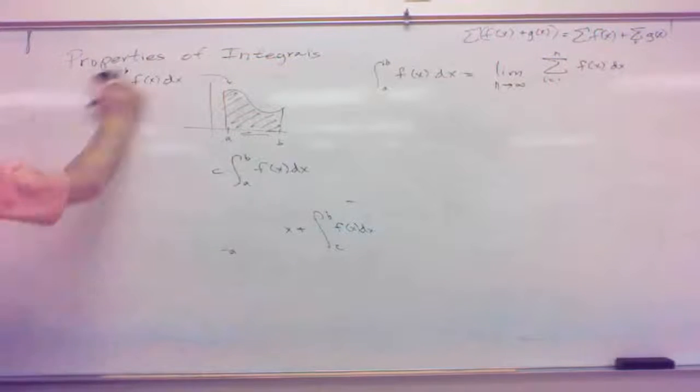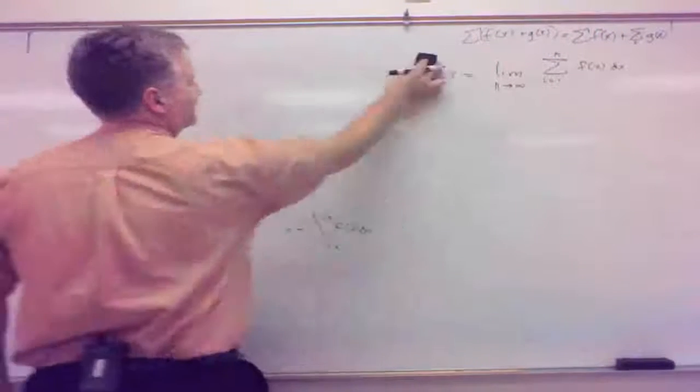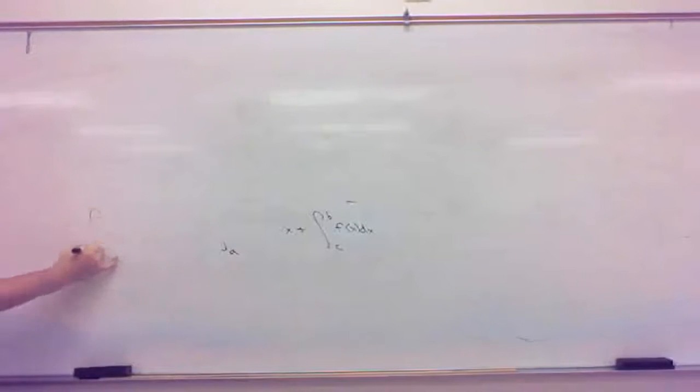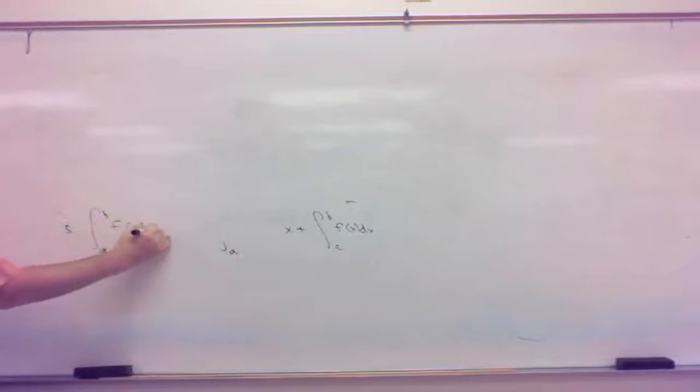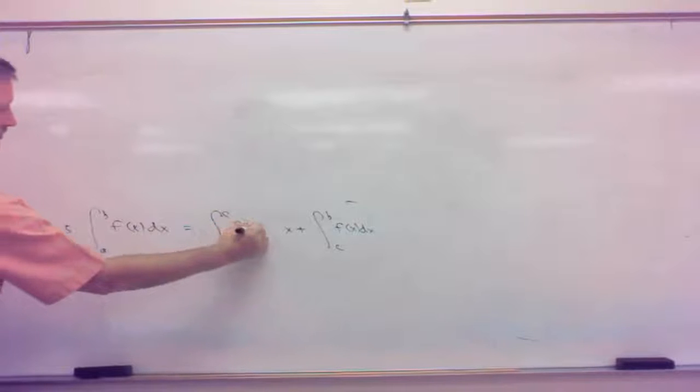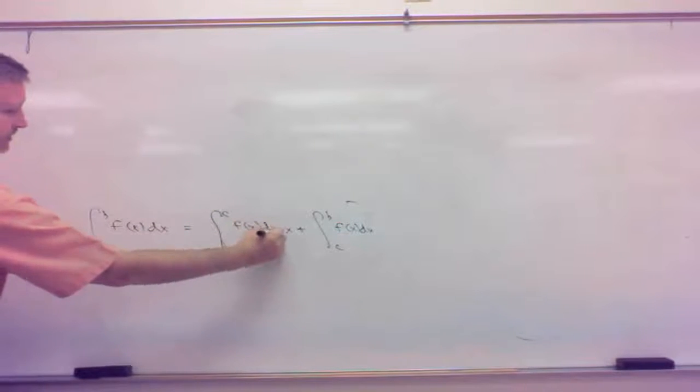Did y'all get that last one? I erased that pretty quickly. Did everybody get this last one? Everybody still writing on that one? I erased it pretty quick. The integral number 5, a to b f of x. That's what it was. Okay.